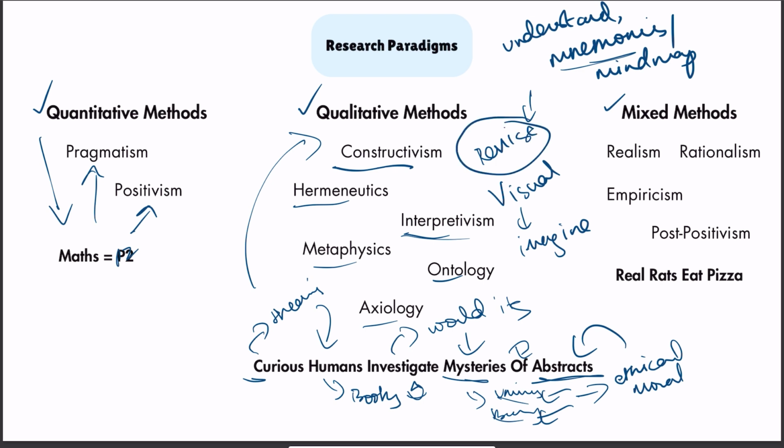Next, we have mixed methods, and the mnemonic you can use is Real Rats Eat Pizza. So, RR: realism, rationalism, empiricism, and post positivism. So, this way you can make revision easier for you and follow the same technique for paper 2 as well. It'll get easier and easier, and you will definitely clear UGC NET.